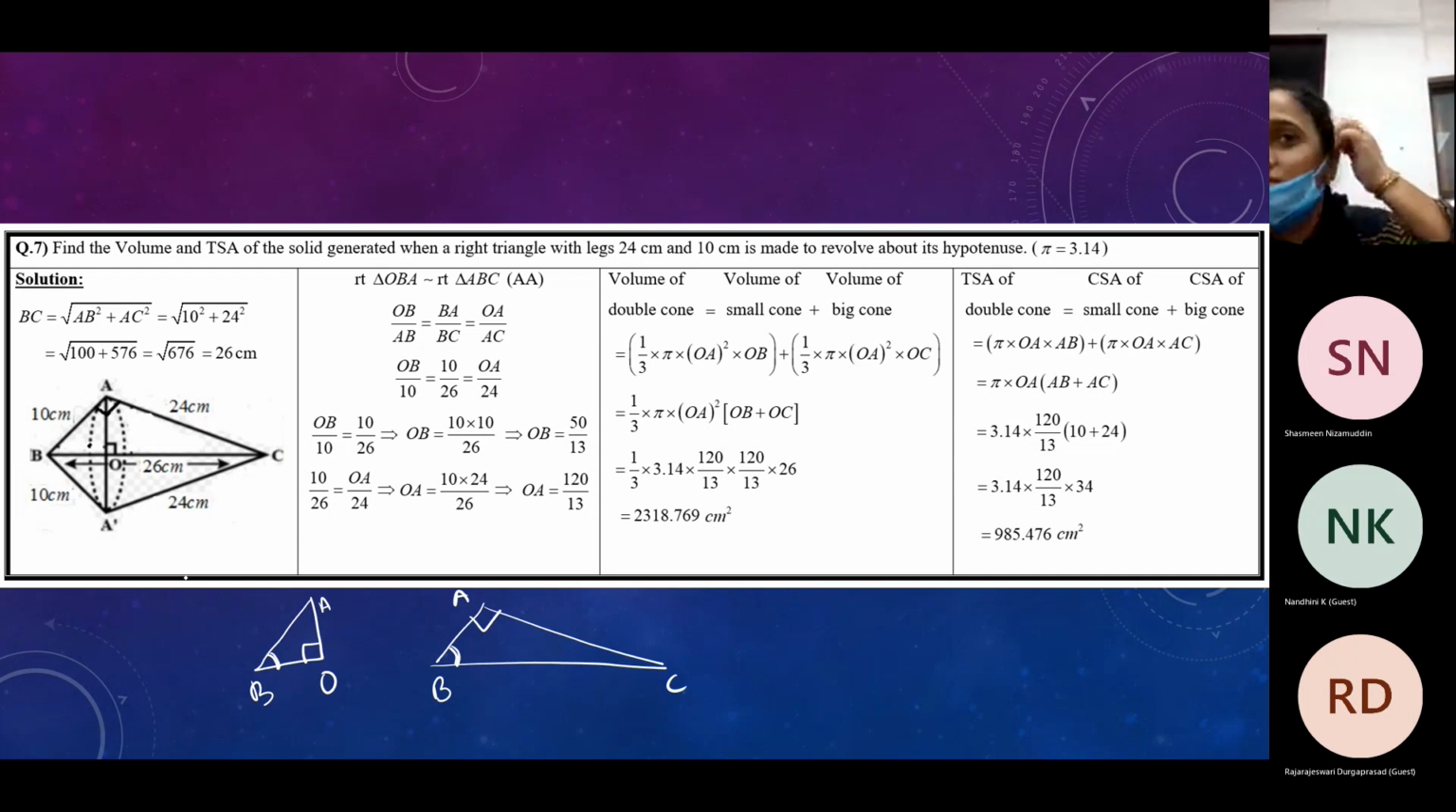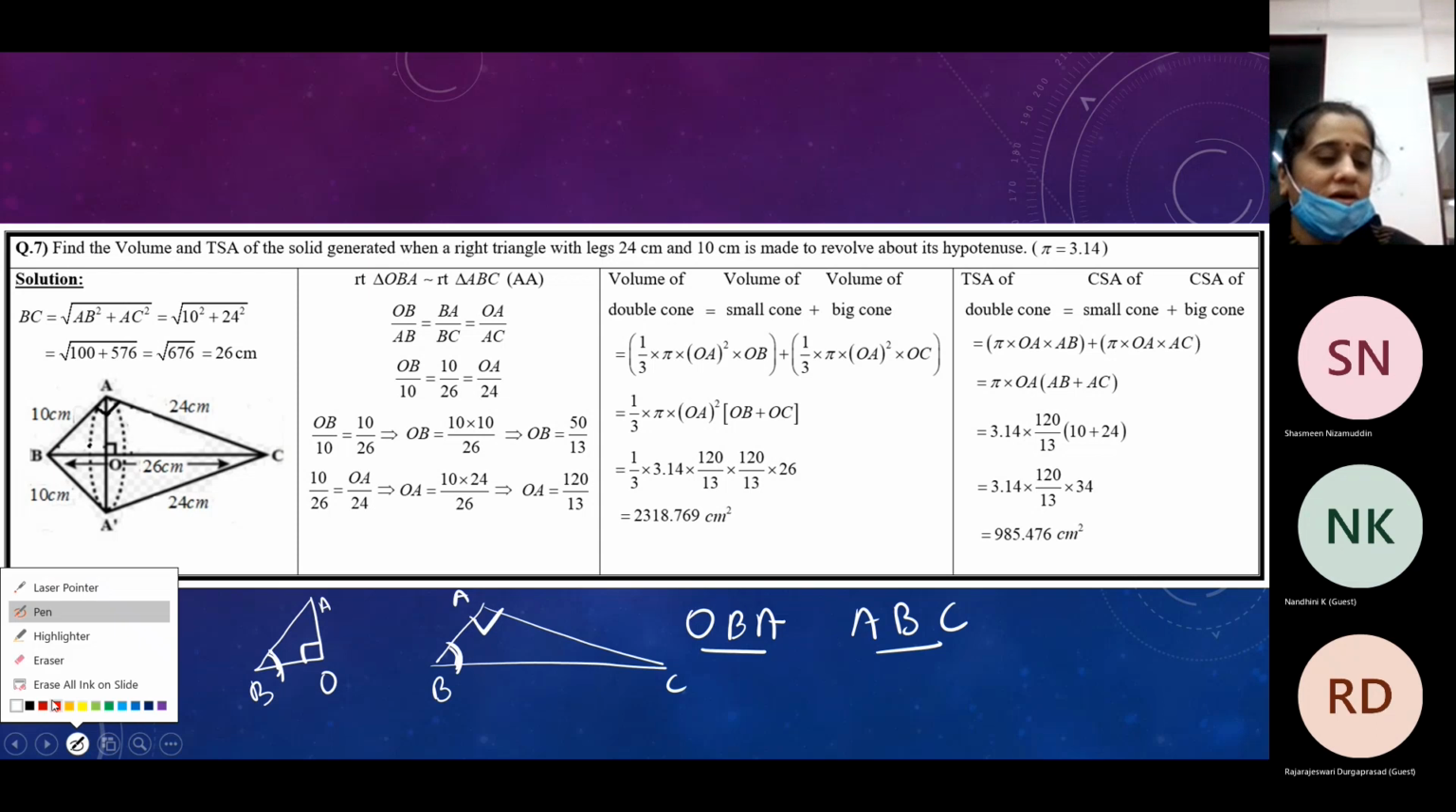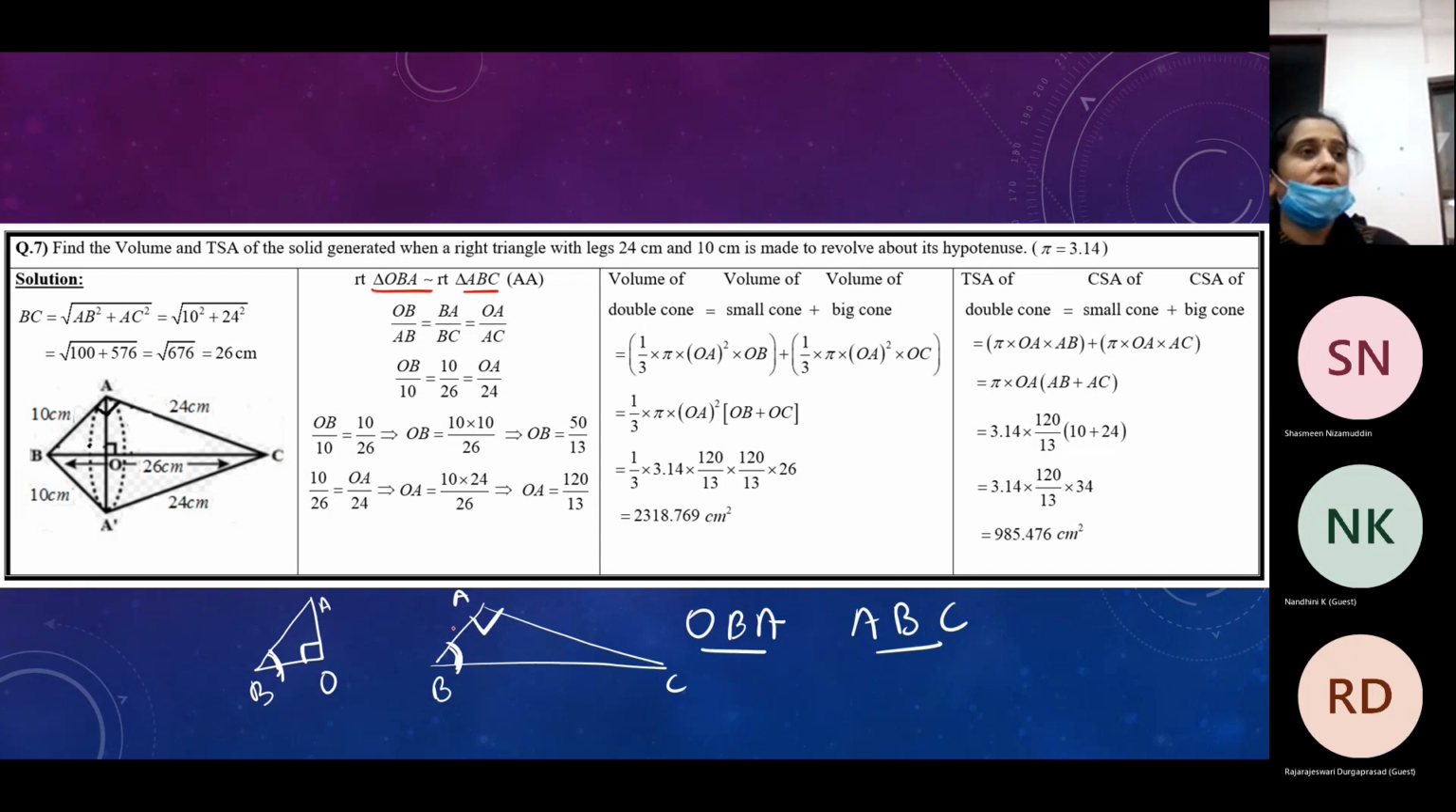It's easy to prove that they are similar because both the triangles are right triangles and one common angle. This is the common angle. So the two triangles are similar by the AA similarity criterion. And in similar triangles, how do you name the triangles? If you say right angle O, then the common angle B, then the third vertex A, then it will be right angle A, common vertex B, and the third vertex C. OBA, ABC. That's what I've written here. OBA. That order is very important. You cannot write it however you want.